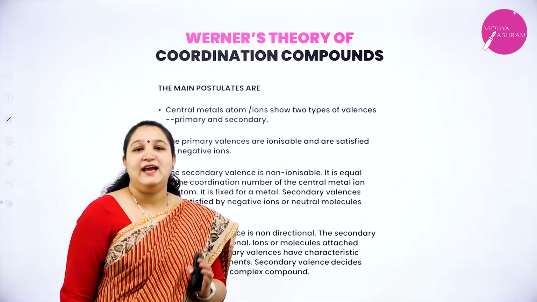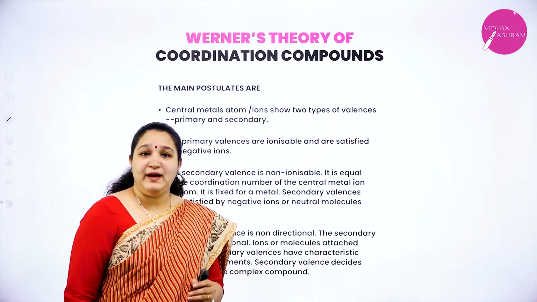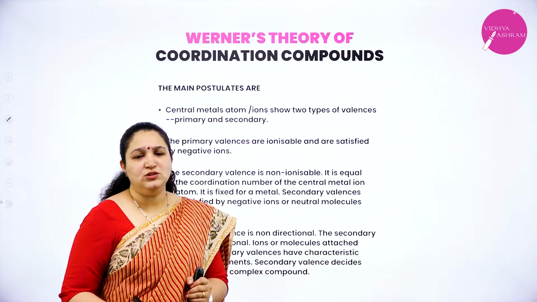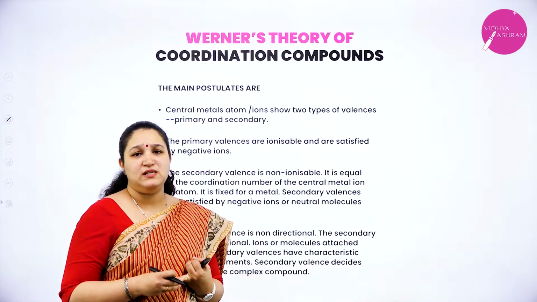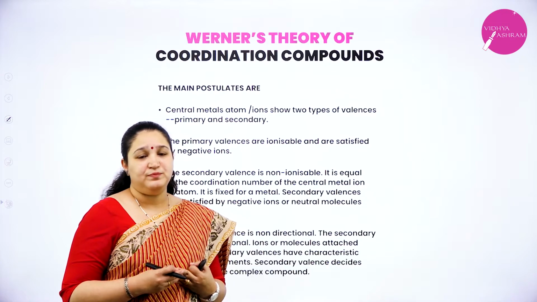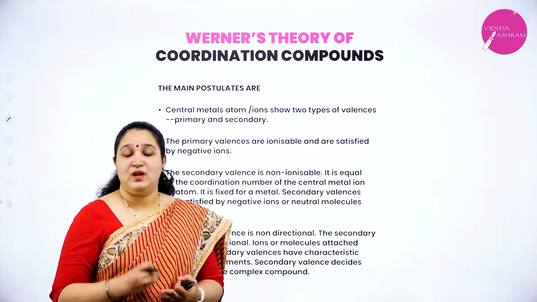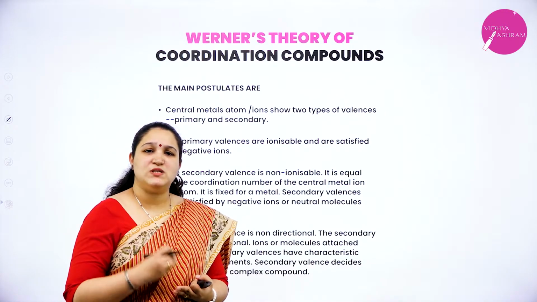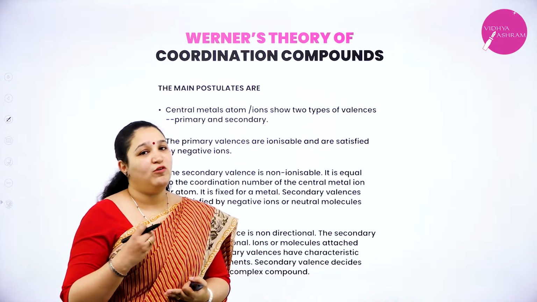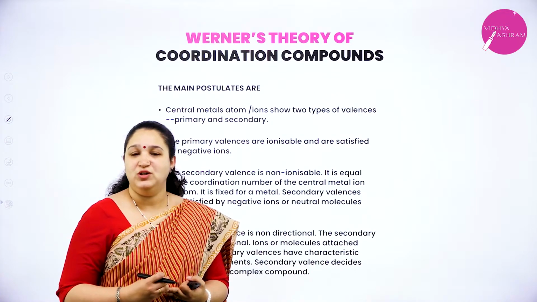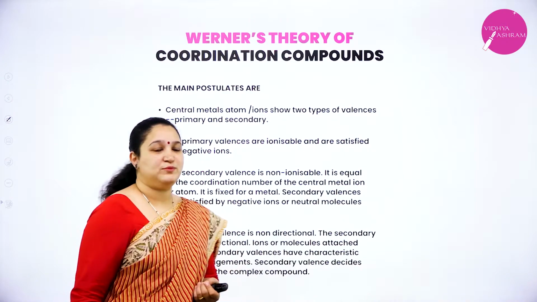Alfred Werner in 1898 proposed this theory. He prepared a large number of coordination compounds, studied their physical properties, chemical properties and isomeric behavior using some simple experimental techniques. This Werner's theory was the first successful attempt to explain the nature of bonding in coordination compounds. So, we will see what this theory is all about.